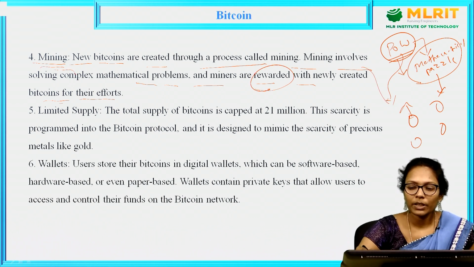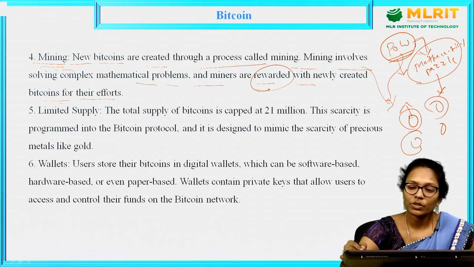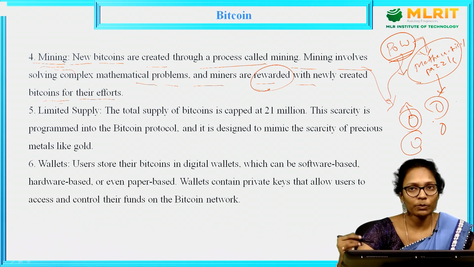So the mined bitcoins will be rewarded to the miners who solve this mathematical puzzle. Whoever solves this mathematical puzzle is eligible to validate the transaction, and they will also get the reward in terms of bitcoins.